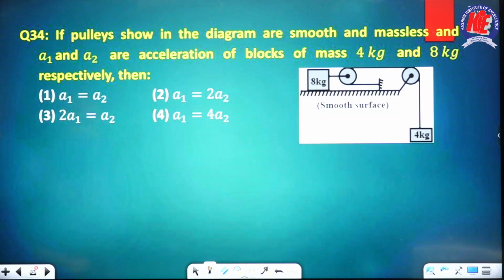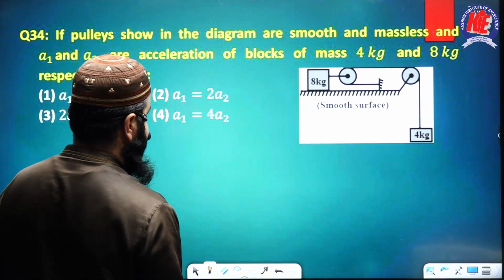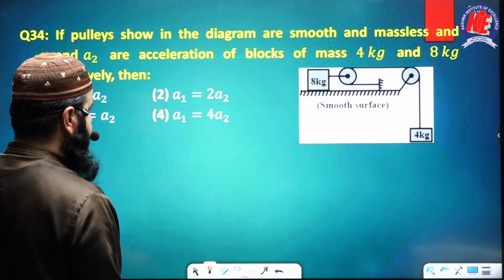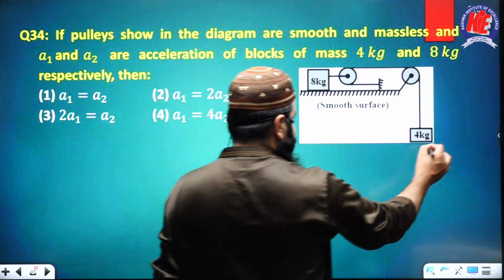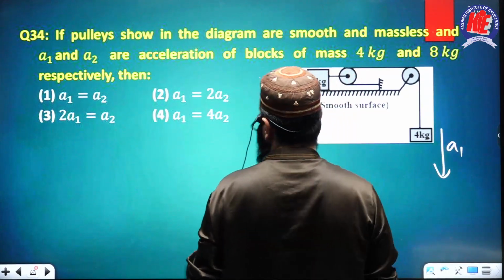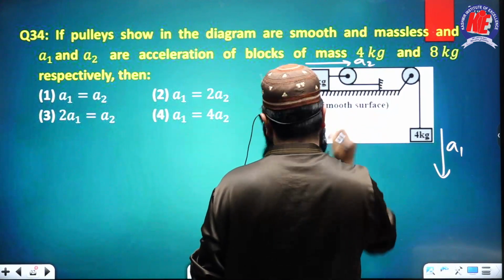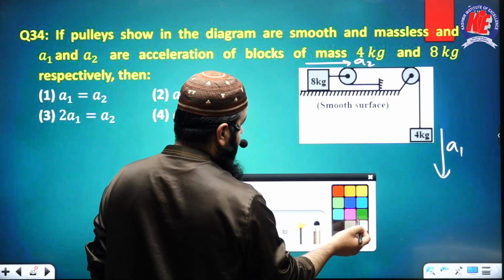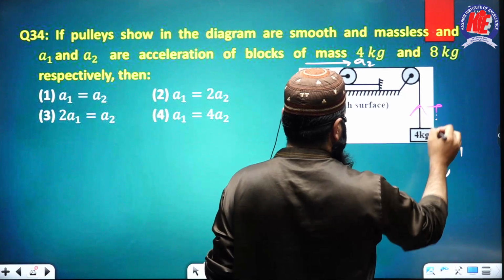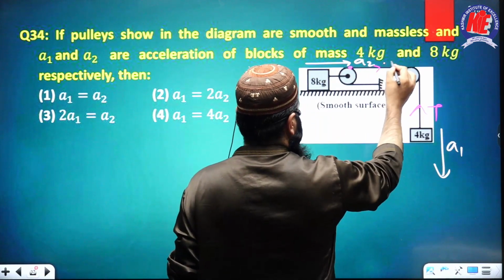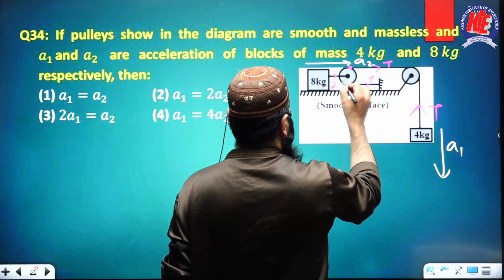Next please. If pulleys shown in the diagram are smooth and massless, and A1 and A2 are accelerations of blocks 4 kilogram and 8 kilogram respectively. So this one is having the acceleration of A1 as per the question, and this one is having the acceleration, that is A2. Come on my people, have a look. So here I will say the tension T. With respect to this point, the tension T here. With respect to this point, the tension T here. Then definitely in this spring, you will be having the tension 2T.